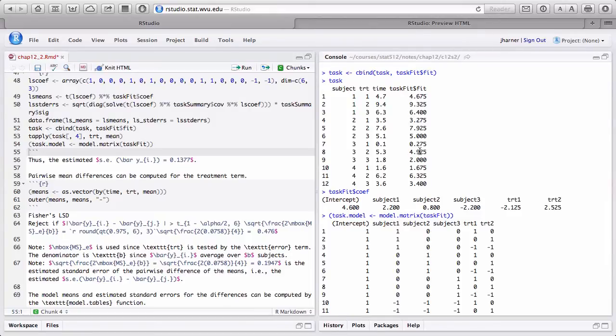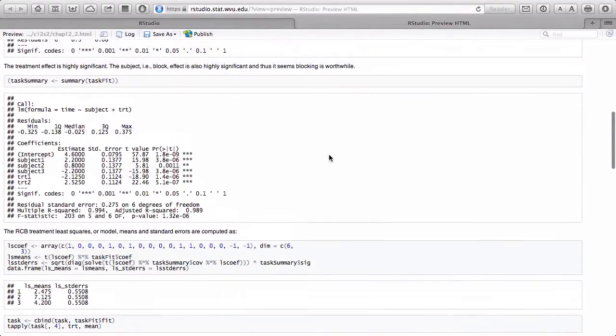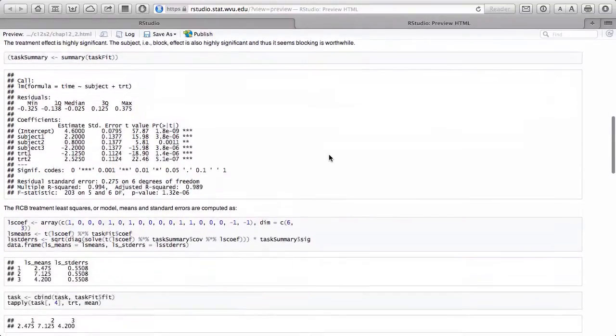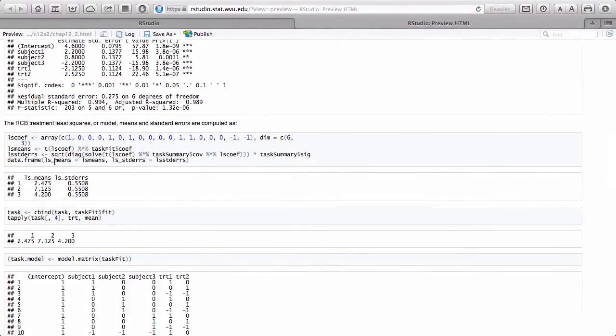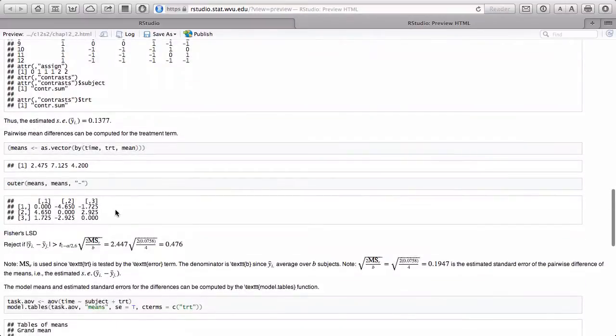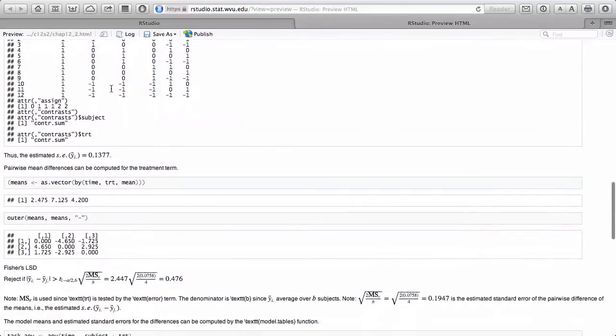It's the fitted values of the fourth column. And so I can simply compute what are called the least squares means, or the model means, by mapping the mean over the different treatments in the fourth column of tasks, which are the y hats, and these give me the model means. Okay, I've already shown you this model matrix.